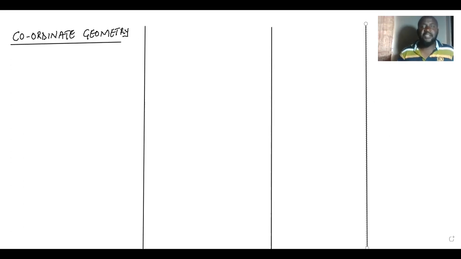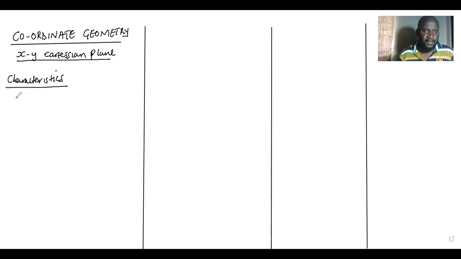So, first and foremost, one should know that in this coordinate geometry, we mainly talk about the XY plane. We call it the Cartesian plane, the XY Cartesian plane. And this XY Cartesian plane has the following characteristics. Characteristics of the XY plane or Cartesian plane.